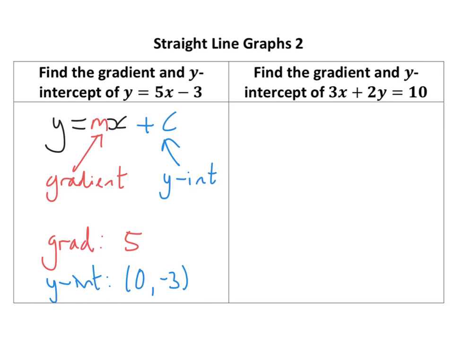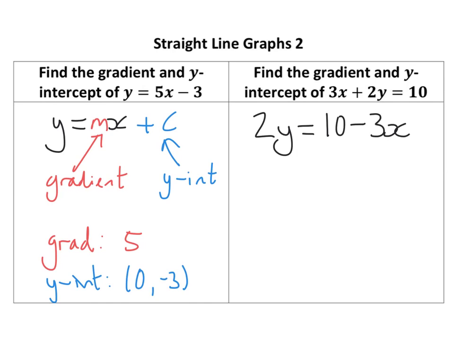Right, now the second one's a little bit trickier because it's not in the form y = mx + c, so I'm going to have to get it into the form y = mx + c by rearranging it. Now that means I need to take away 3x from both sides, or subtract 3x from both sides, so I get 2y = 10 - 3x. Alright, I'm just balancing up.